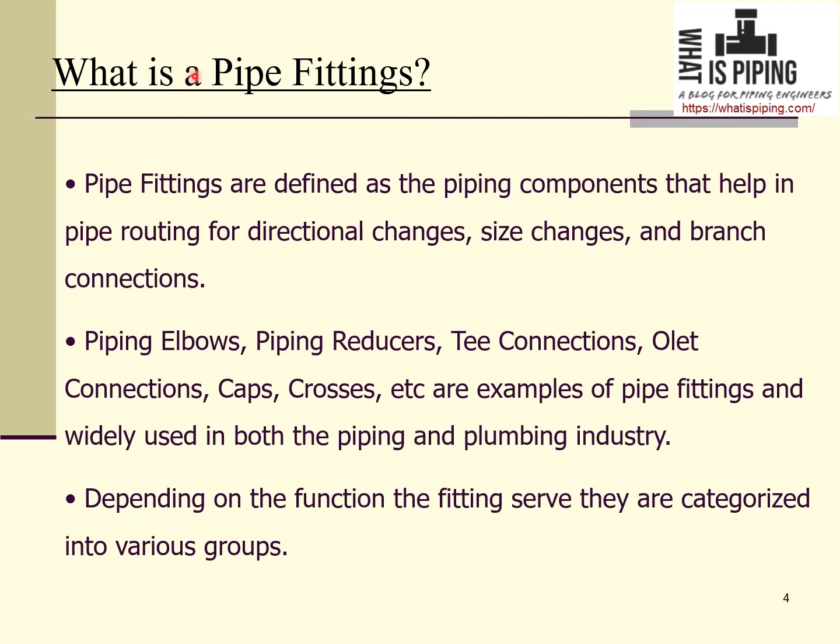Now, what is a pipe fitting? Pipe fittings are defined as piping components, meaning these are components of piping that help in pipe routing for directional changes, size changes, branch connection, etc. Piping elbows, piping reducers, T connections, olet connections, caps, crosses, etc. are examples of pipe fittings and are widely used in both the piping and plumbing industry. Depending on the function the fittings serve, they are categorized into various groups.